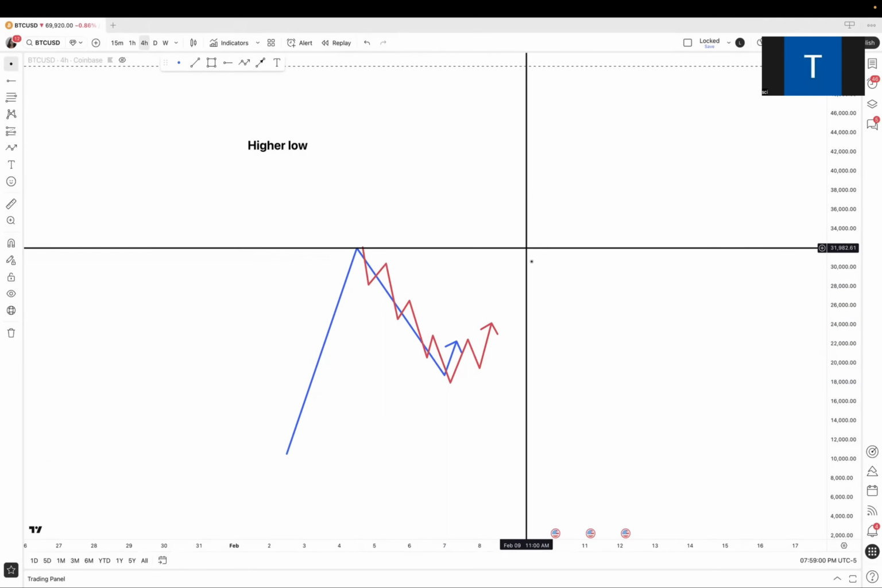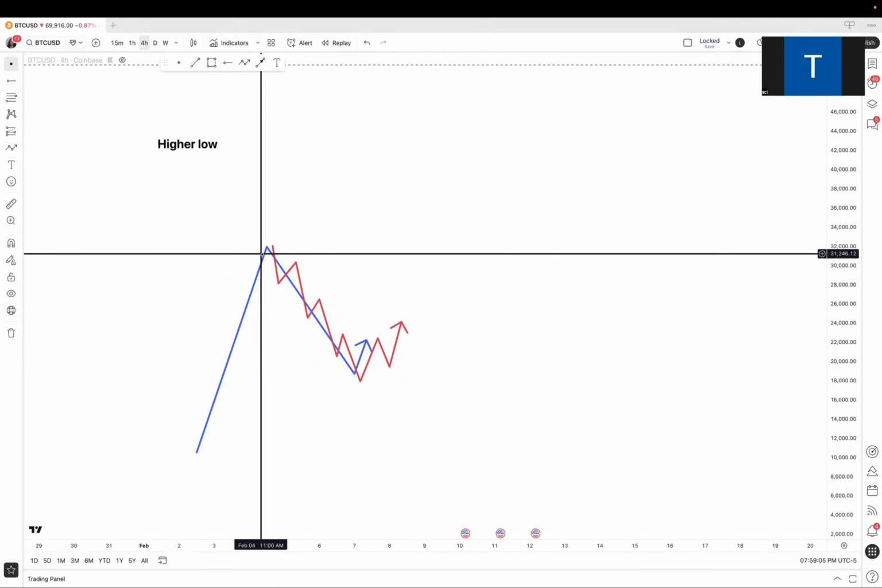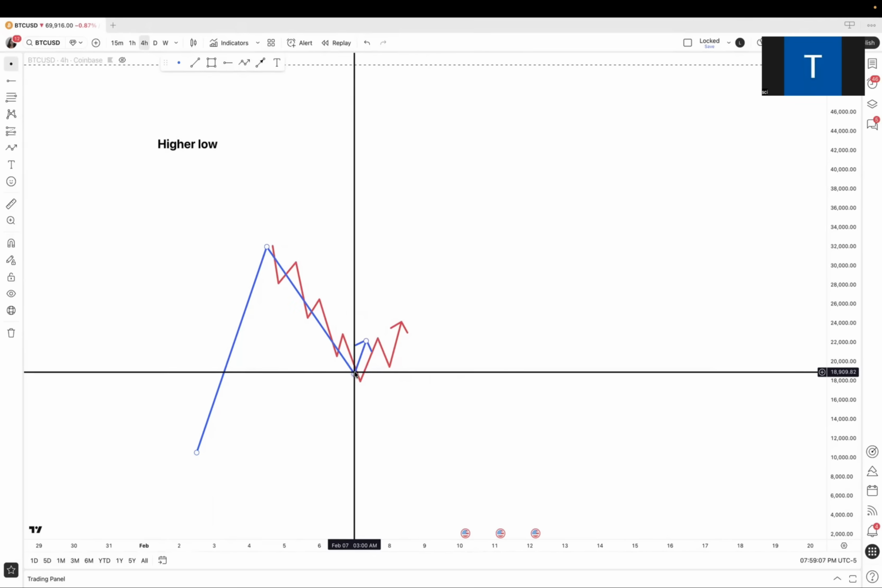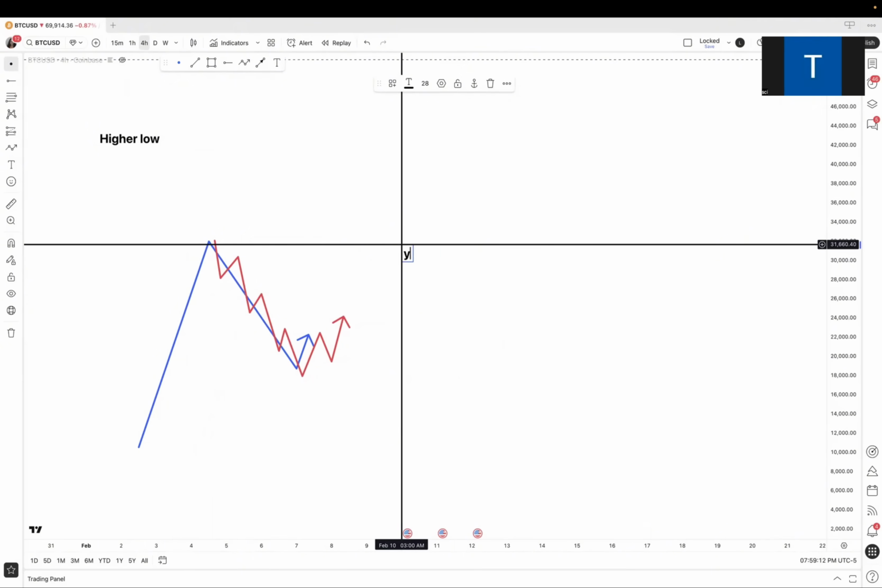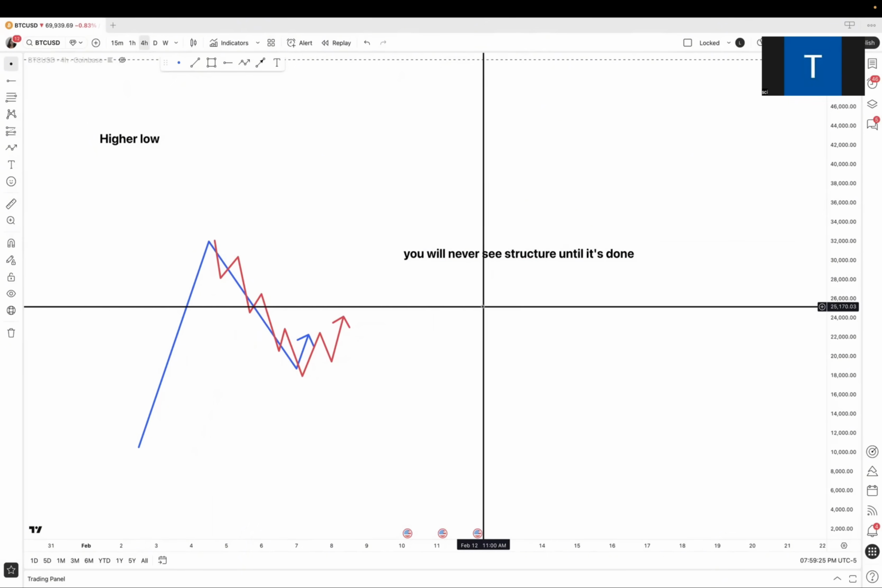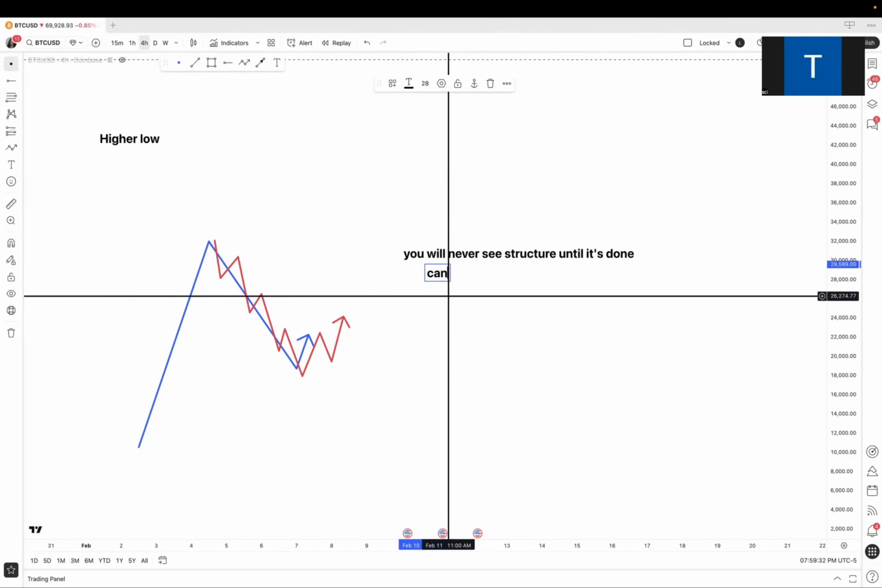Now, the thing is, yesterday I explained to you guys, when you have a high, price is normally making a higher low. One thing you will never see is structure until it's done. Right? You will never see structure until it's done. Like the structure has to be formed. So normally this is going to come from candles closing.